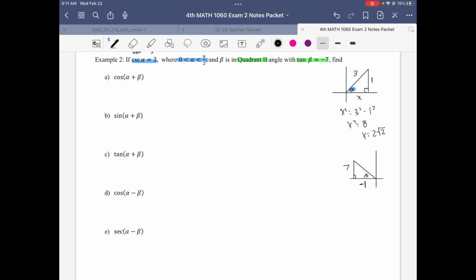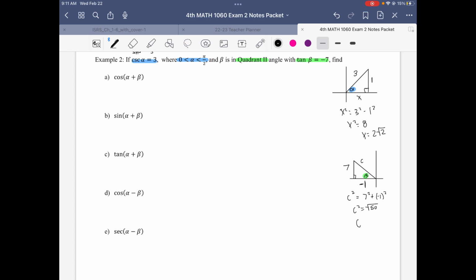So -7/1, but it's actually 7 over -1. And then we can find the hypotenuse of this one pretty easily too. We'll call it c. C squared equals 7 squared plus -1 squared.